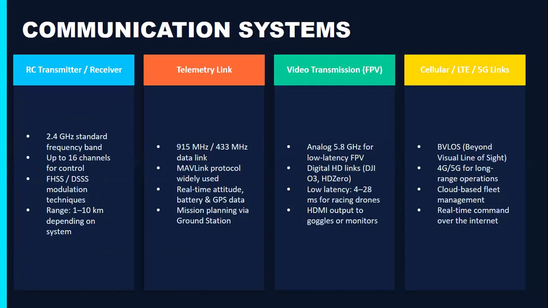Now let us understand the basic communication systems incorporated in drone technology. Reliable communication is highly essential for safe drone operations. The radio transmitter and receiver establish the primary control link between the pilot and the drone. Telemetry systems provide real-time information including battery status, position, speed, and altitude.